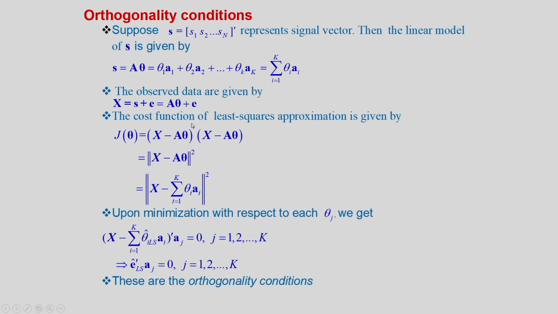Now, the cost function of least squares approximation is given by J theta, that is equal to x vector minus A times theta vector whole transpose into x vector minus A times theta vector, and this we can write as norm square of x minus A theta. So, this is the notation for norm. Here it is the Euclidean norm. So, this is norm square.